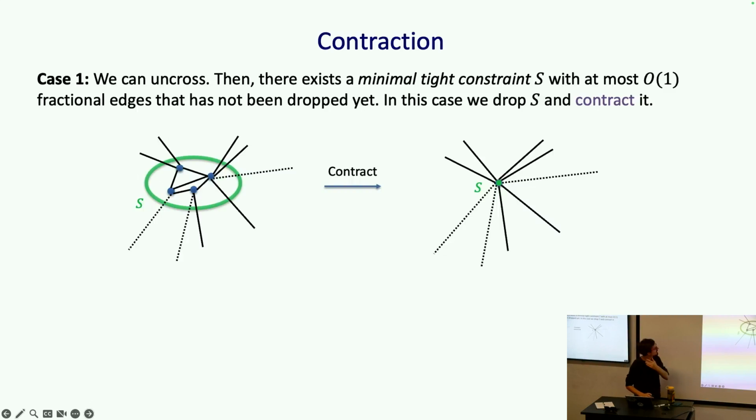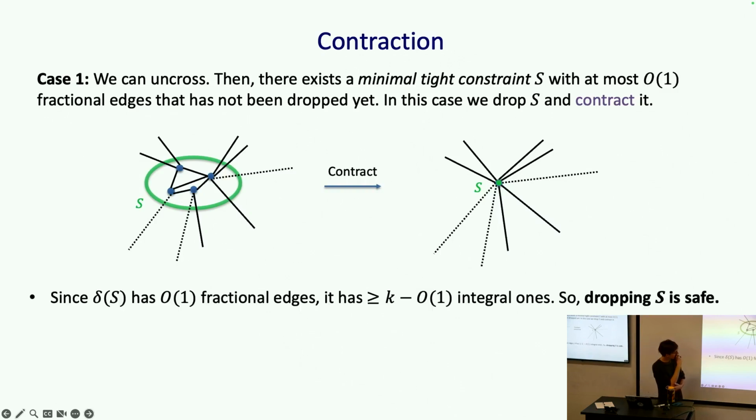Okay, so let's talk a little bit about case 1, when we can uncross. Then there exists some minimal tight constraint S with a small number of fractional edges going across it. In this case, we're going to drop the constraint corresponding to S, and contract it to a single vertex. Since delta of S has few fractional edges, it has many integral edges, so set S itself is obviously safe. It's k minus order 1 edge connected, no matter what happens in the rest of the algorithm.